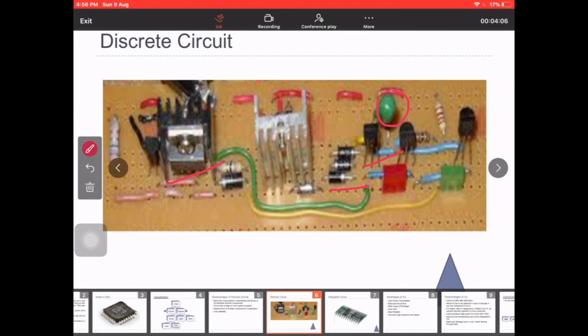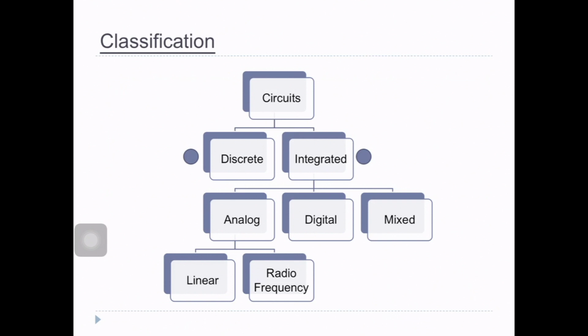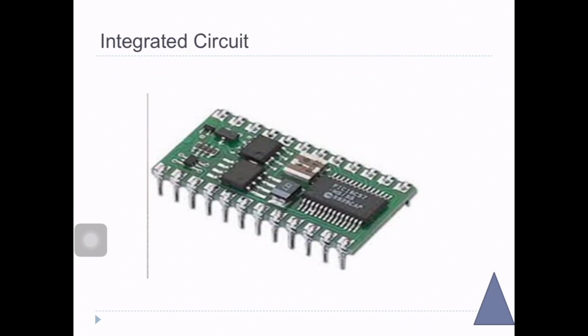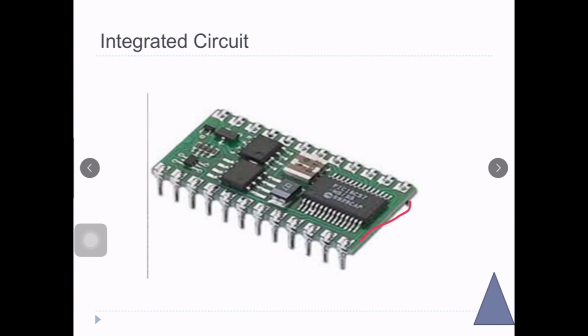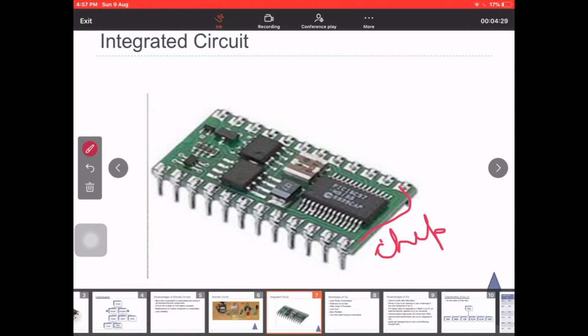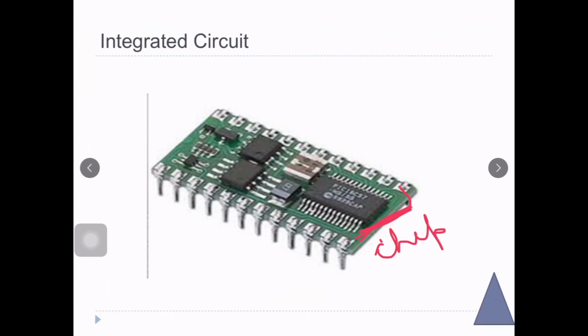But in case of an integrated circuit, this is not the case. The circuit is integrated inside, and it is not at all visible to the user. As you can see, this is an integrated circuit. This is one chip, and the circuit is formed on this PCB, and these are the other components which are fabricated. So the circuit inside this chip is not visible to us. So this is an example of an integrated circuit.